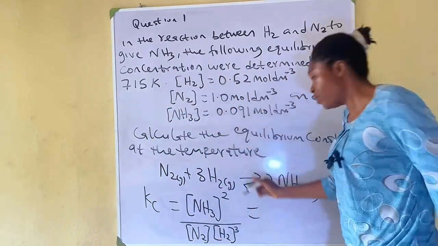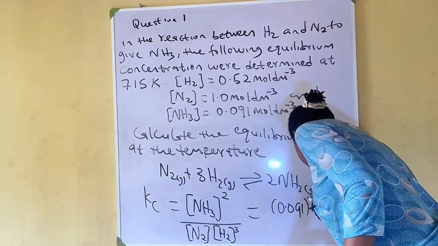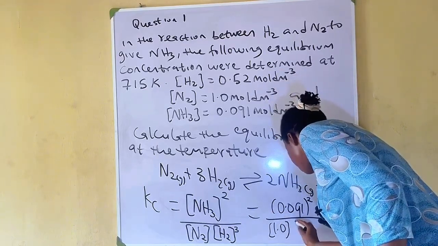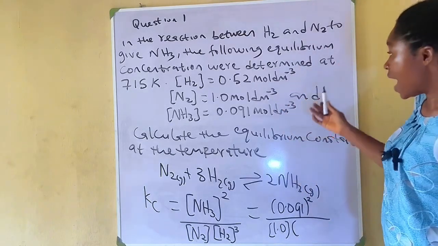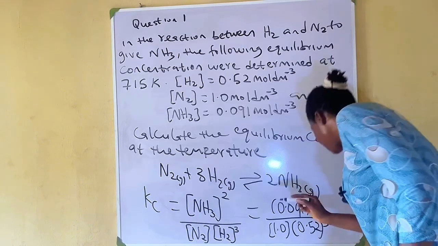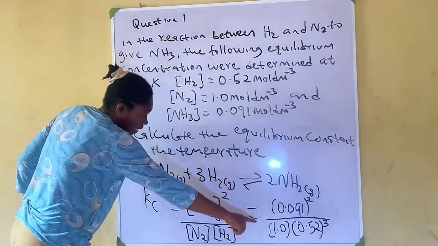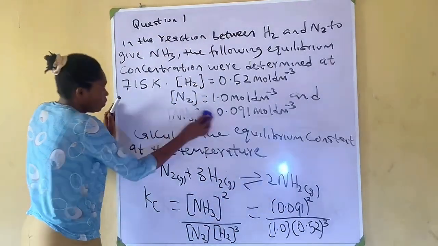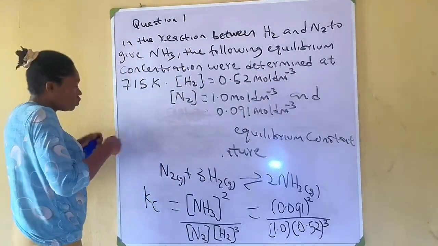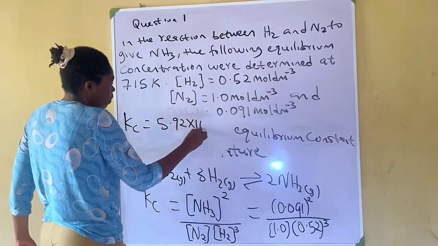The value for ammonia is 0.091, and you square it. The value for nitrogen is 1.0, times the value for hydrogen, 0.52, raised to power 3. By the time you work this out, square the numerator and divide by the denominator, the value of Kc will be 5.92 times 10 raised to the power minus 2.